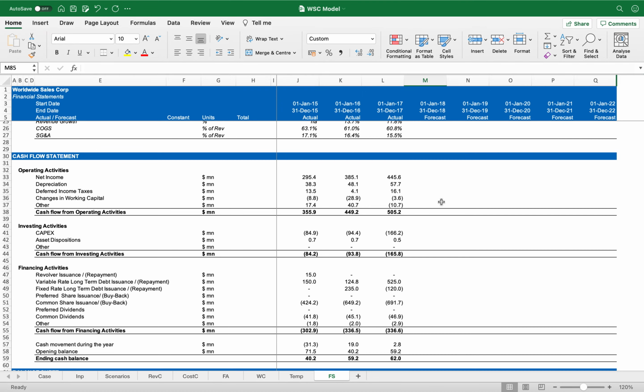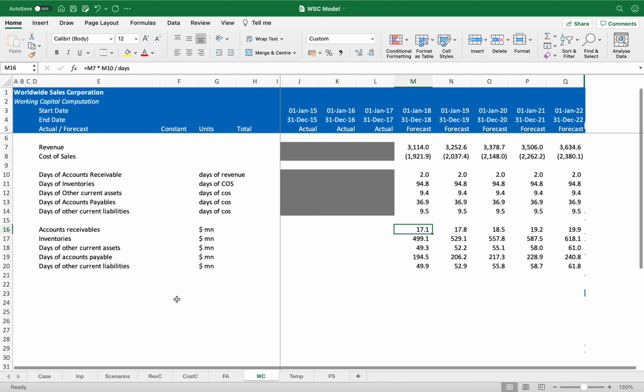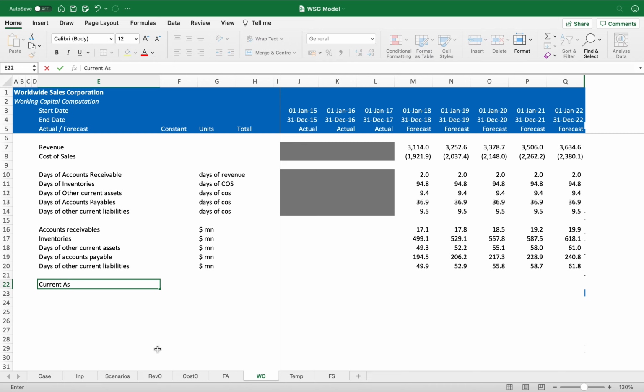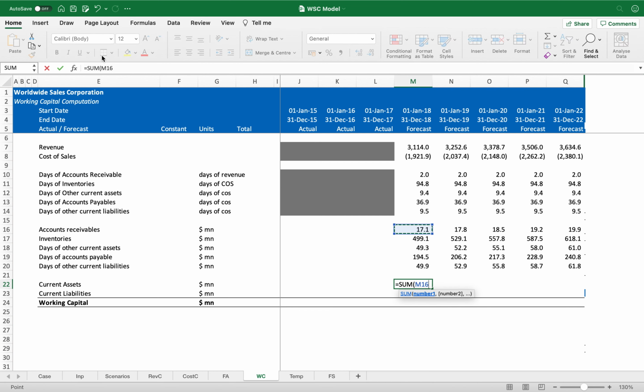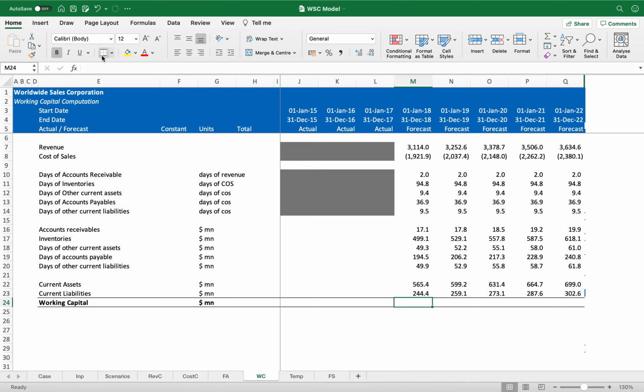Now, one more area where working capital is of utmost importance. What is that area? Cash flow statement. So we need changes in working capital. Let's compute the working capital. So current assets, current liabilities, and what I will get is my working capital. Of course, in millions. Current assets is accounts receivable plus inventories plus other current assets, and current liabilities is payables and other current liabilities. So working capital is current assets minus the current liabilities.